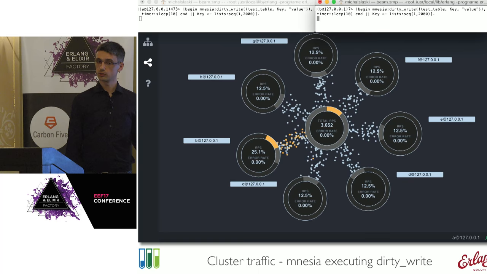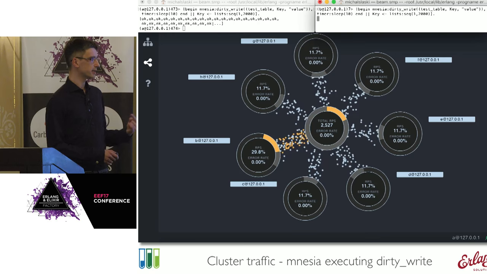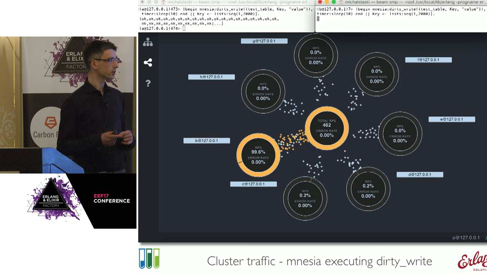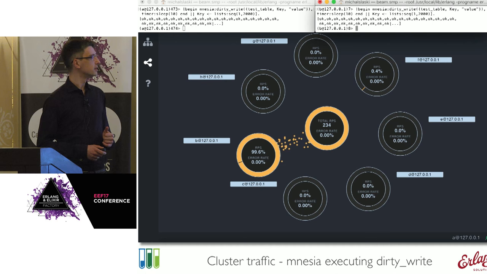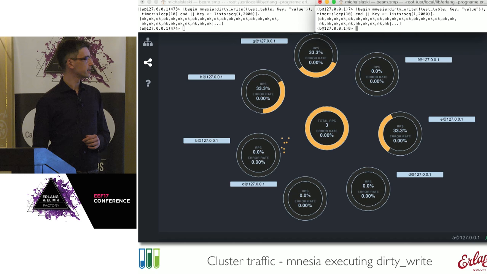The only node which sends us something back, and sending back is represented by yellow dots, is the one from which we are also executing asynchronous write operations. So it works both ways. So it makes sense, and it actually indeed proved visually, at least, not mathematically, but visually, that asynchronous operations take place when you execute dirty write.